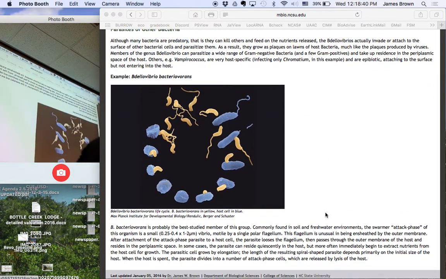This is Bdellovibrio bacteriovorans, and this is E. coli. This is a host for this organism. These things are quite small. They're in free-living form, they're swarmers. They're metabolically inactive. They just swim around, and when they touch a bacterium, they're looking for N-acetylglutamic acid. I think that's the amino acid they're looking for. Then they burrow into the cell. They pierce the outer membrane and push themselves into the periplasmic space.